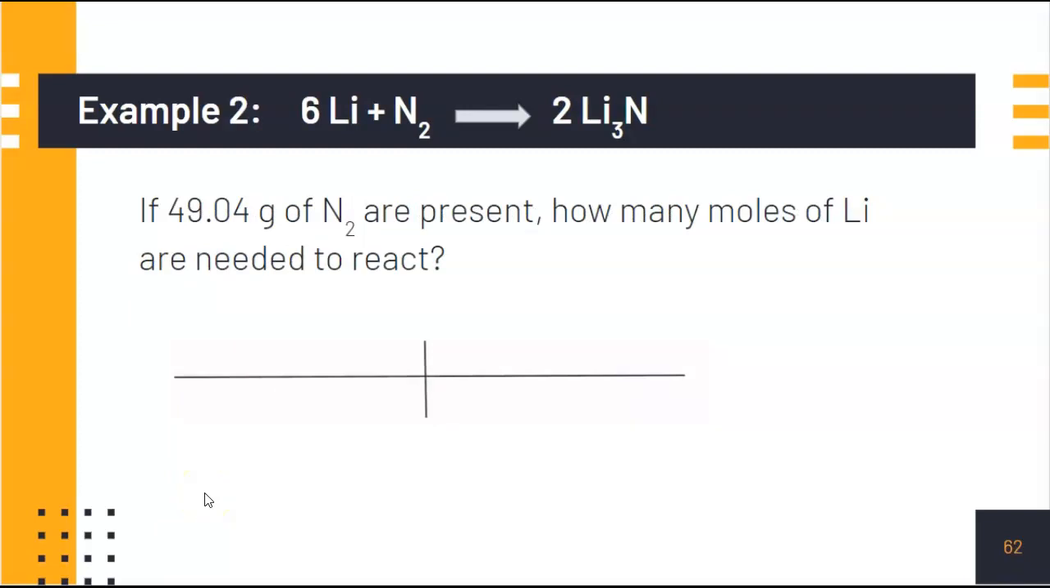Okay, so that last example, we started with moles and we ended with grams. This time we're going to start with grams and end with moles. Okay, so we've got 49.04 grams of nitrogen, and we're going to figure out how many moles of lithium we need to react with that. So my first step here is not going to be using my balanced chemical equation because my balanced chemical equation can only go from moles to moles. And I don't start with moles, I start with grams. So I've got to get these grams into moles first, okay?